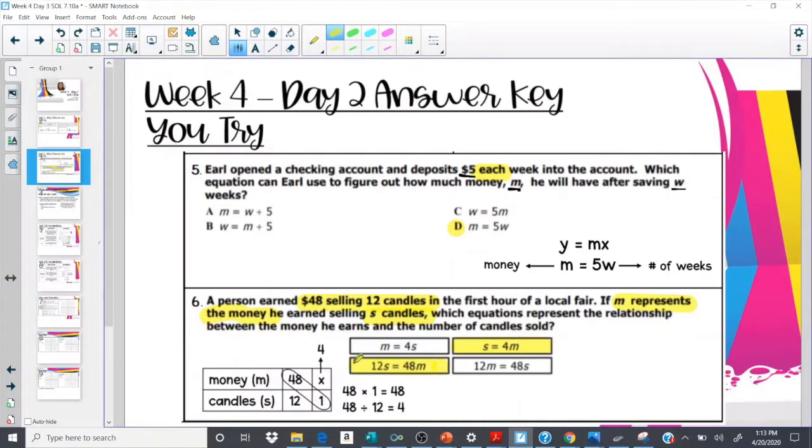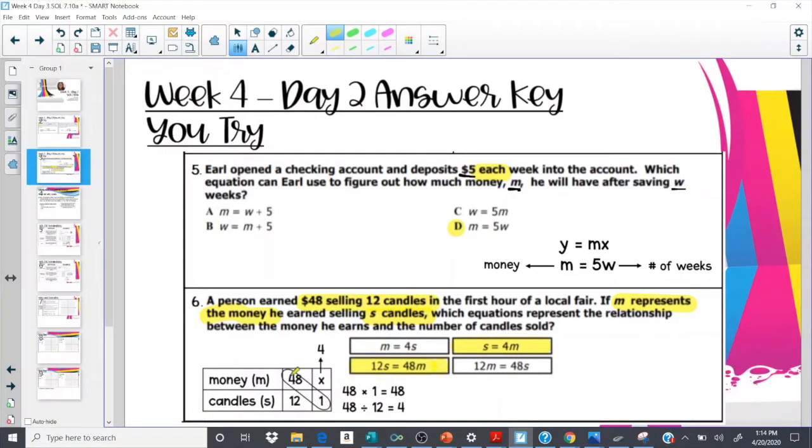When I say unit rate, it is when your denominator is 1. So basically, we're trying to figure out how much money he made for selling 1 candle. And your unit rate will also represent a rate of change. That is how you find your slope. So what you can do is set up a proportion, money over candles, to figure out how much money this person will make selling 1 candle.